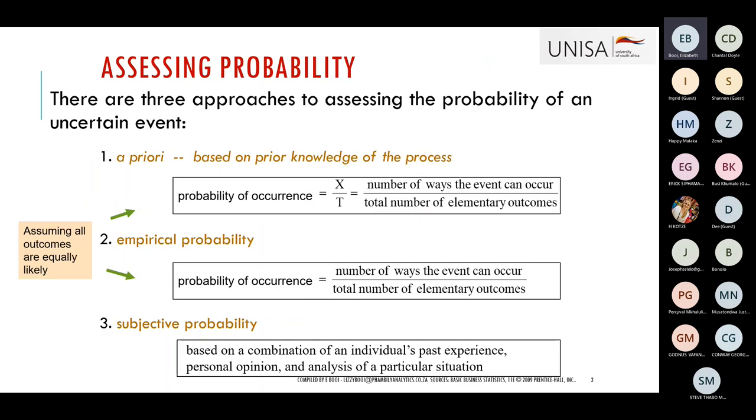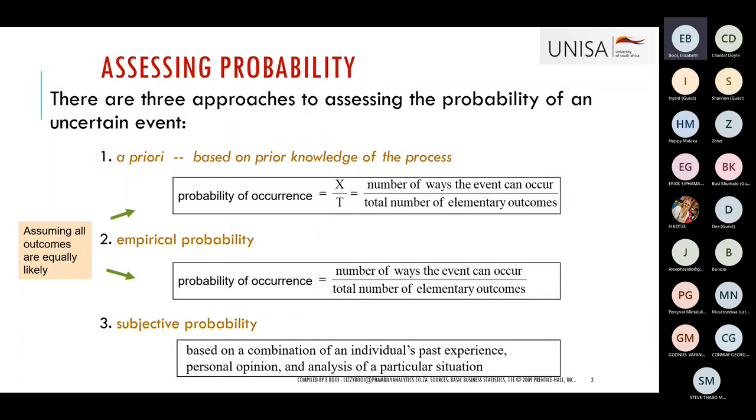In terms of assessing probabilities, there are 3 approaches, and usually we use the a priori and empirical probabilities when we work with basic probabilities. We don't use the subjective probabilities. You can go and study what all 3 of them do.